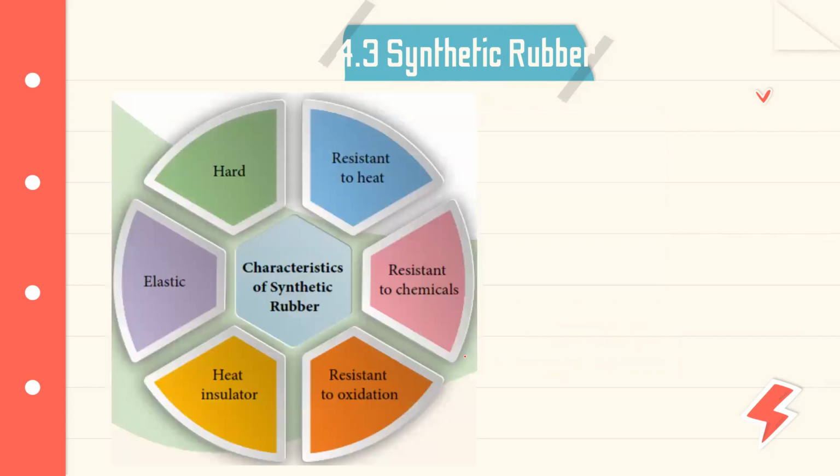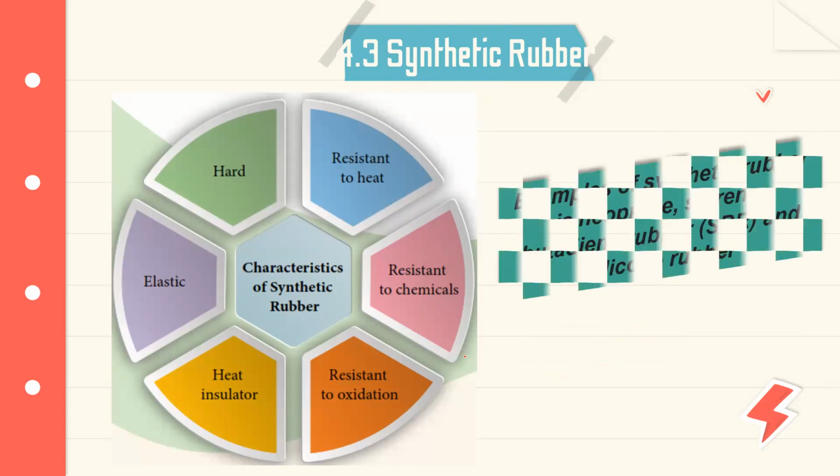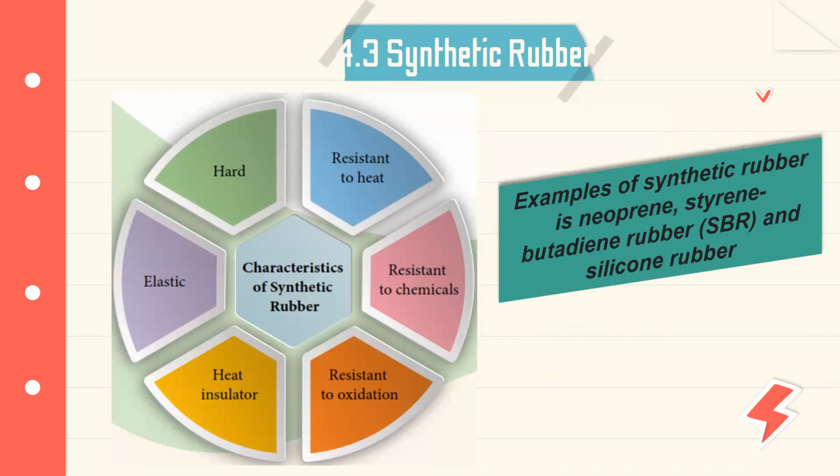Synthetic rubber is very similar to vulcanized rubber. It has very good properties as well. Resistant to heat, to chemicals, oxidation, heat insulator. It's elastic, it's hard. Examples, as I said just now, are neoprene, SBR, silicone rubber.